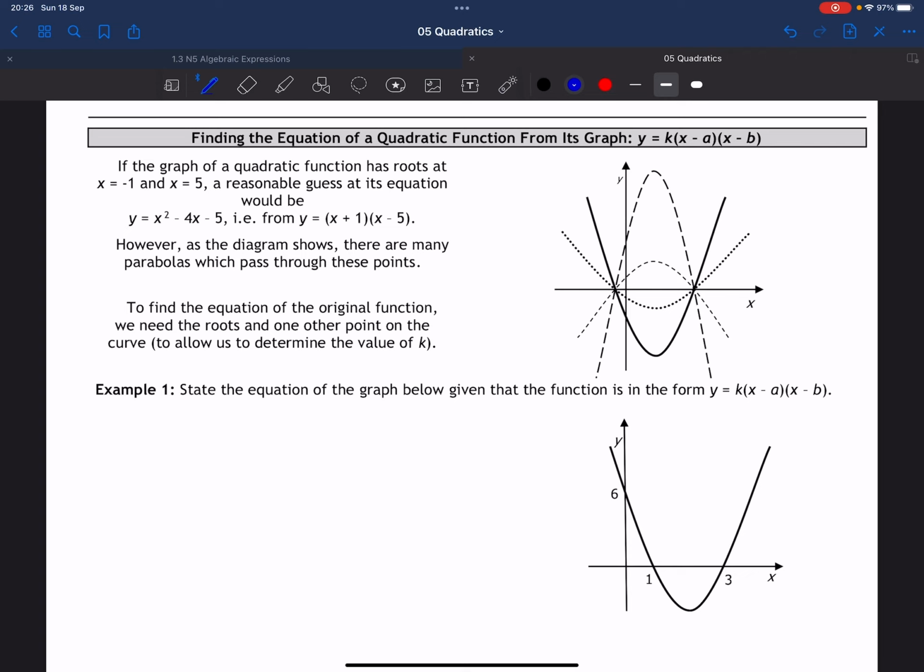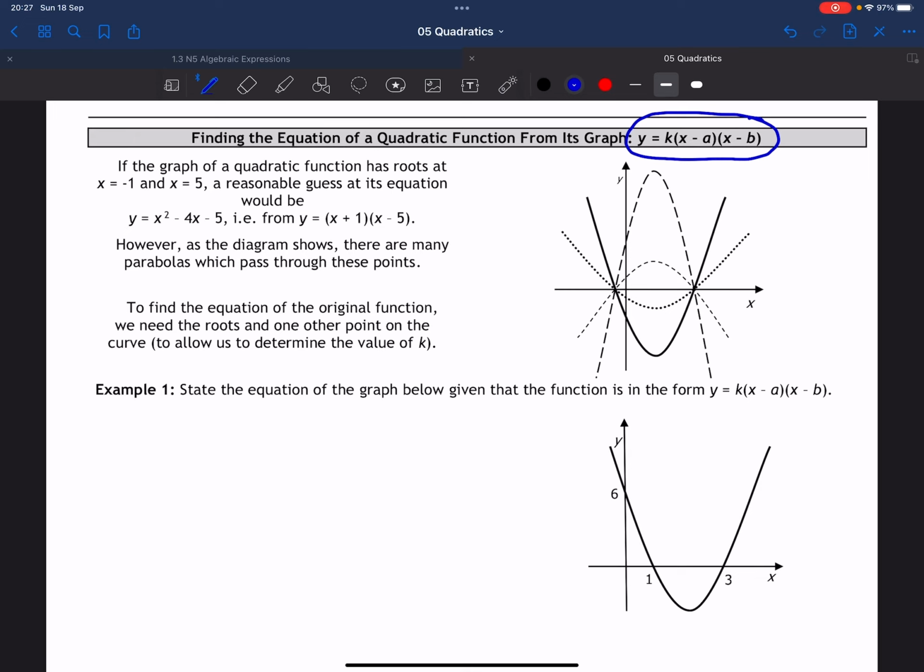Okay, in this video we're going to take a look at finding the equation of a quadratic function from its graph. Now, it's important to note that all quadratics share the exact same general formula. And that formula is y is equal to k bracket x minus a, x minus b. A quadratic always has the two roots, x minus a, x minus b.